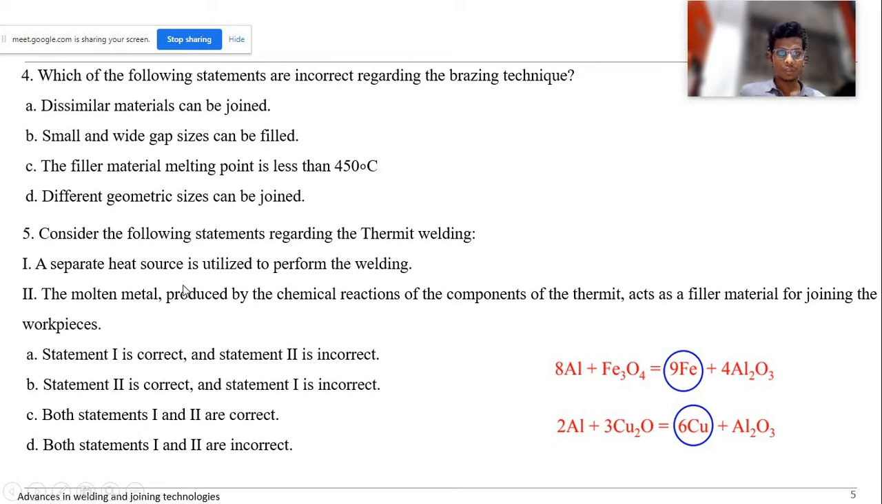Consider the following statement regarding thermit welding. No, in general, we'll consider it as more than 450. Yeah, sometimes the temperature will be 600 also.